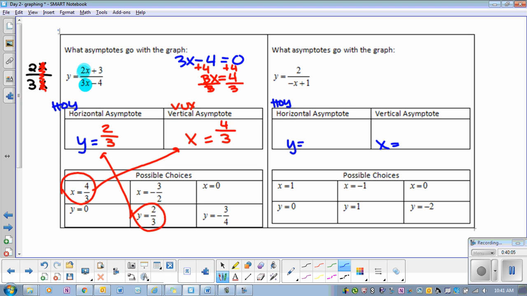What do I have to make equal to 0? How do I find my vertical asymptote? So set the denominator to 0 and then solve. Good. Make that whole denominator at the bottom, negative x plus 1, equal to 0, and solve. So let's solve this.